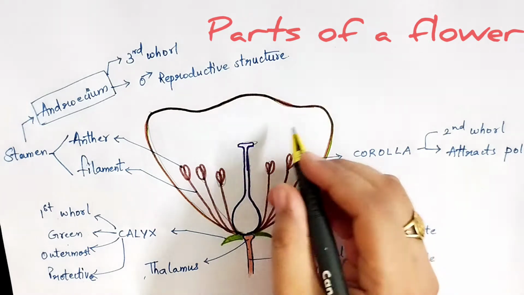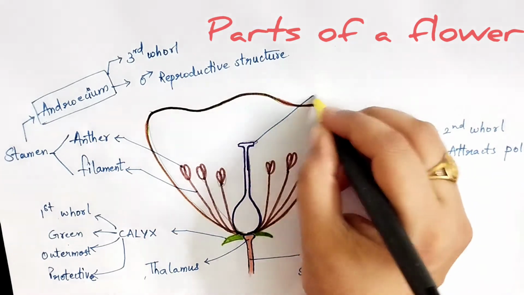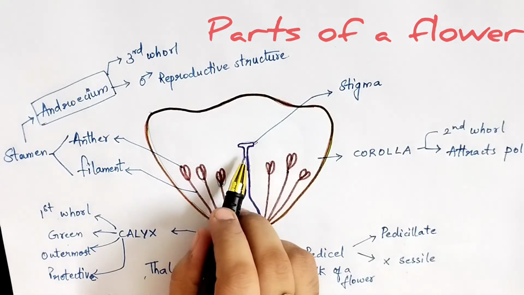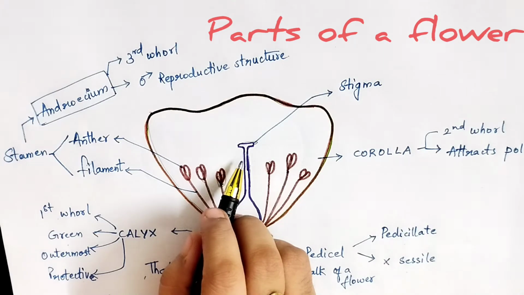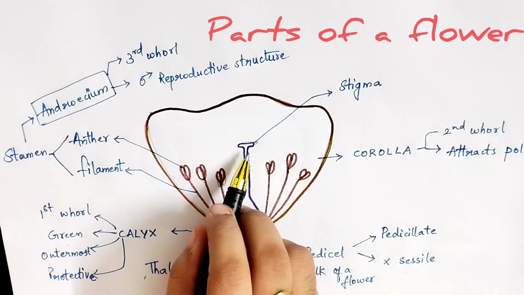Now, moving on to the other part, that is the female reproductive part. This part is called the stigma. It is the part which will receive the pollen. That means it's a landing place for the pollen, a stage where the pollen will land.